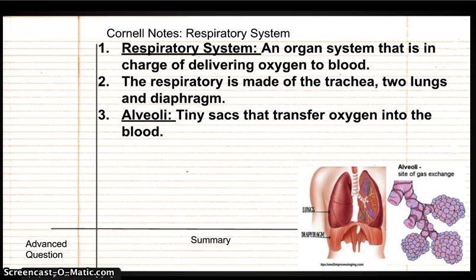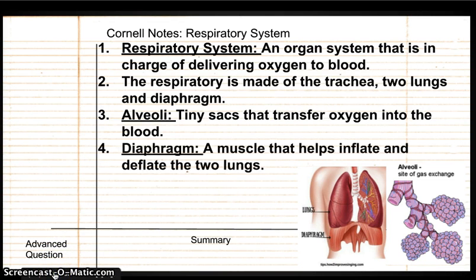So the alveoli are critical. These get damaged, by the way, with different things. Age can damage them, but of course things like smoking can damage them too. Think of a question for number three. Okay, moving on. Last one for today is number four, the diaphragm.